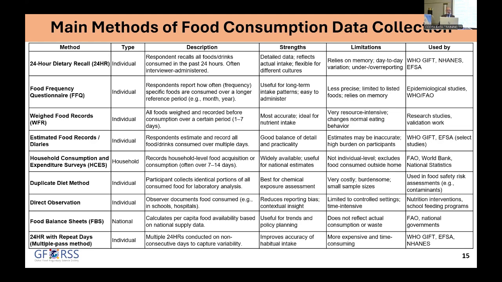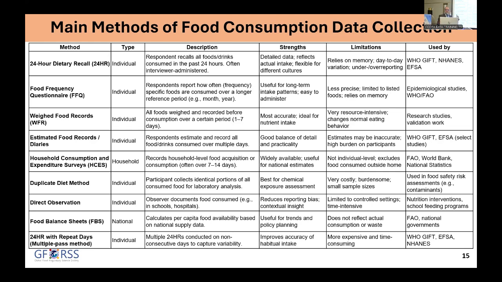I would like just to highlight, for example, the 24-hour recall. It's an individual method. Obviously, the respondent will recall what they consumed in the last 24 hours. It will give actual intake because it's not based on past consumption. It's really the actual one. One of the limitations is that it relies on memory, even for the 24-hour recall, but also it's not really the best representative method for what we eat in general.